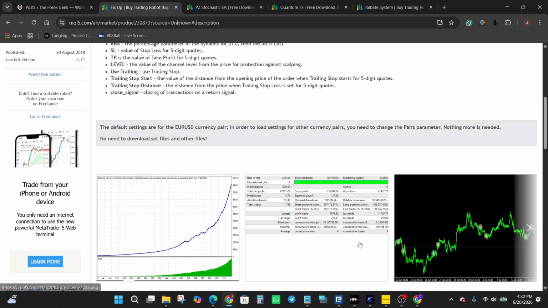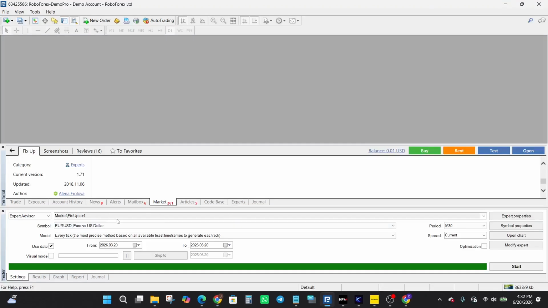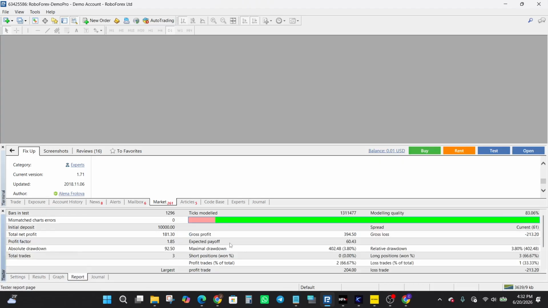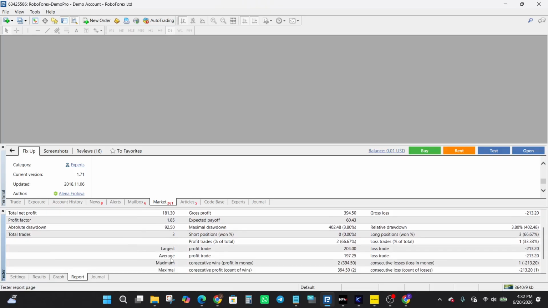Let's head over to our strategy tester right now. Let's see how the Fix Up EA performed on Euro USD on the M30 time frame as recommended. I'm using the every tick modeling and I'm testing the EA over the past 3 months, 20th March to 20th June 2026. From the report here, the initial deposit is $10,000 and the total net profit was $181.3. Total trades taken were just 3, out of which 2 were profitable. That gave us a 66.67% win rate.